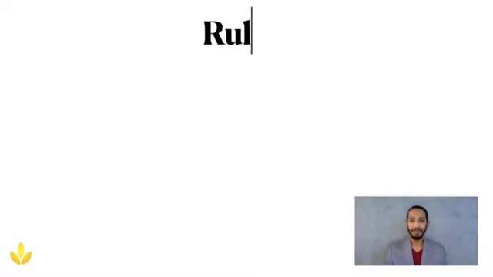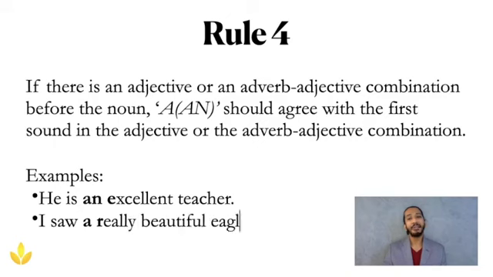Rule number 4. If there is an adjective or an adverb-adjective combination before the noun, a or an should agree with the first sound in the adjective or the adverb-adjective combination. For example, he is an excellent teacher. I saw a really beautiful eagle at the zoo.